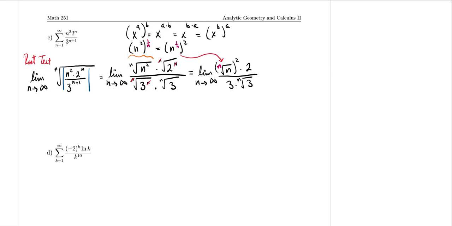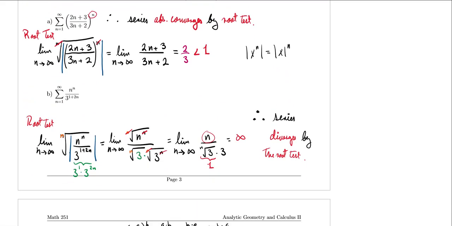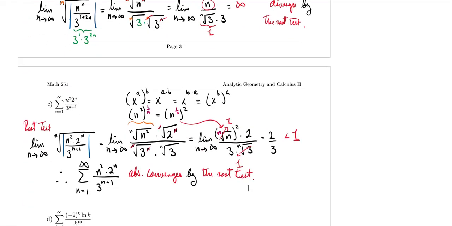Now, once we take our limits, this is the same thing as 1. This is the same thing as 1. Again, remember our special limits, which is giving us then another 2/3, which, lucky for us, is less than 1. So therefore, we know that the series, as n goes from 1 to infinity, for n squared times 2 to the n over 3 raised to the n plus 1, actually converges, and to be more precise, absolutely converges by the root test. So notice here, our similar series was not converging, but as soon as we put in an n squared, it actually did.